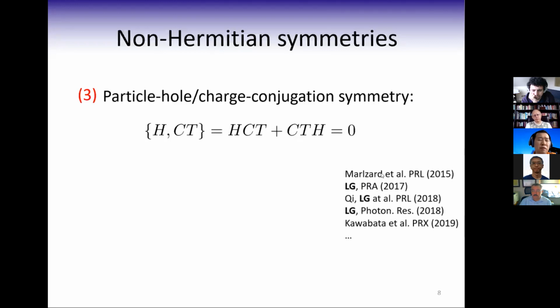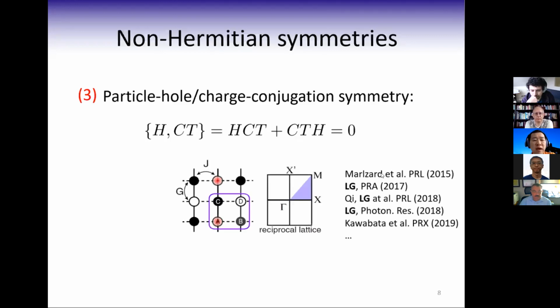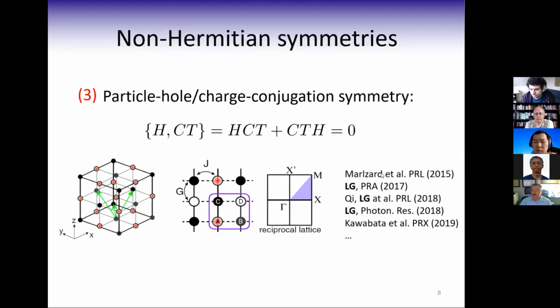The focus here is different from anti-PT, which is really just two coupled channels. Here, the focus is on a more conventional condensed matter system, where you have a two-dimensional lattice or even a three-dimensional lattice. As a result of the particle or charge conjugation symmetry, we have a spectrum that looks like this. If you compare this one to the PT one, you realize there is an additional minus sign over here. What that minus sign means is that the spectrum is symmetric about the imaginary axis of the complex energy plane.